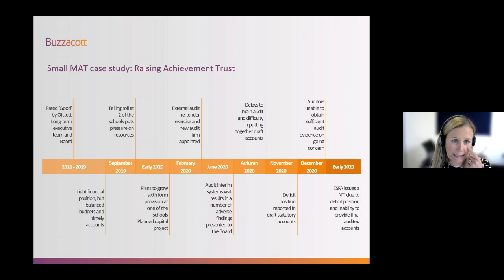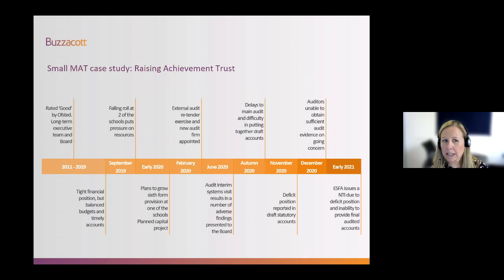So if we just turn on to my next slide, this is setting the scene for the case study. It is the Raising Achievement Trust, and this is a small 3-school MAT. It was established in 2011. The largest of the current 3 schools was the initial converter into the trust, and then 2 further schools joined in 2013.